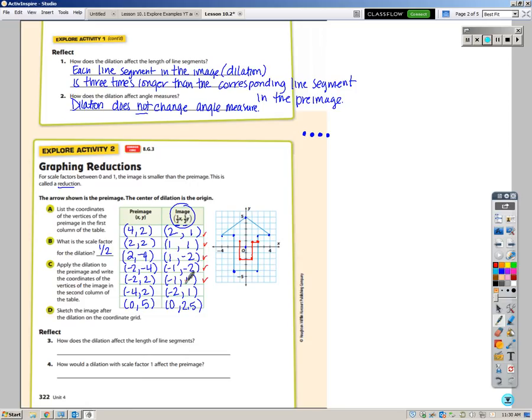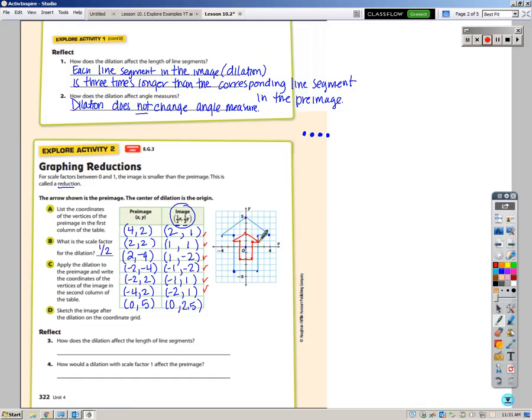And then negative 2 and positive 1. So negative 2 and positive 1, and then 0 and 2.5. So I've got 0 and 2.5. And so there is my new arrow figure, and it has been reduced by a scale factor of 1/2.